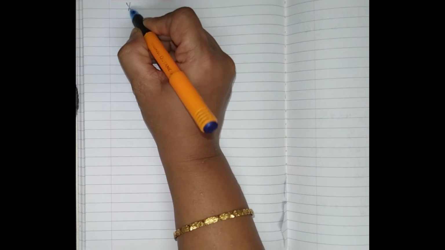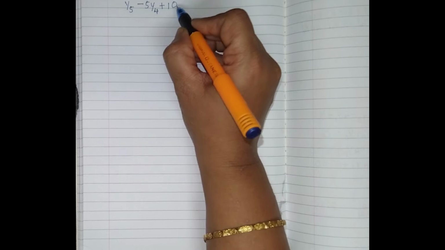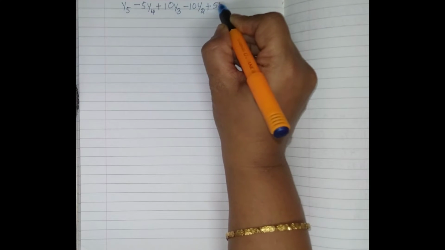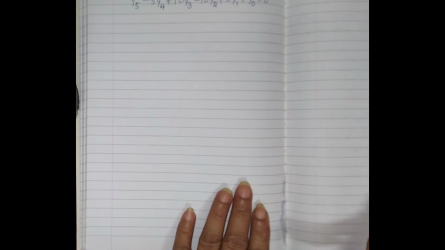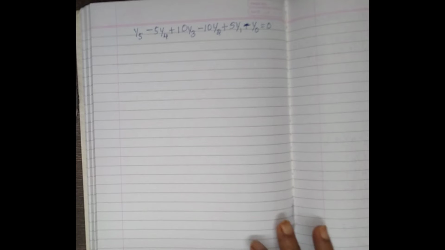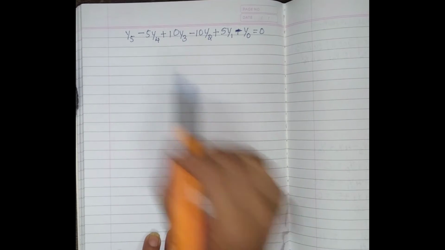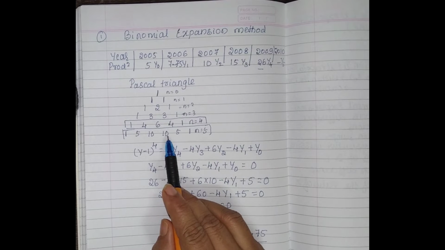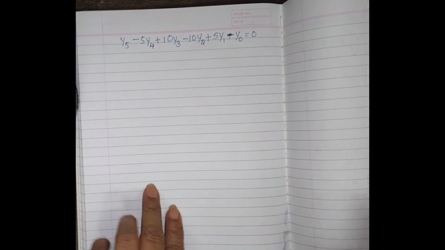The y5 formula: y5 minus 5y4 plus 10y3 minus 10y2 plus 5y1 minus y0 is equal to 0. Then go on substituting the values. y5 minus 5y4 plus 10y3 minus 10y2 plus 5y1 minus y0 is equal to 0 here. Then we are substituting the values.